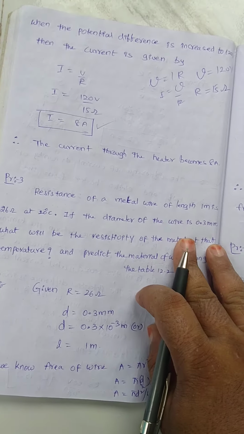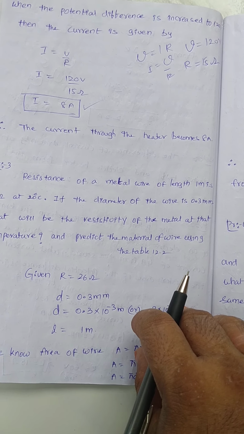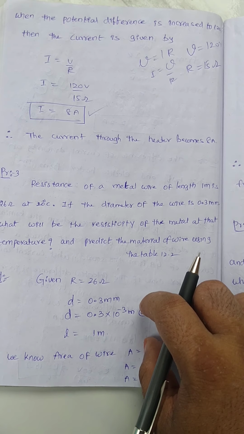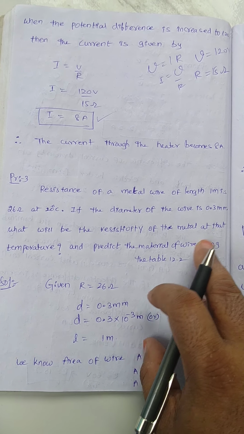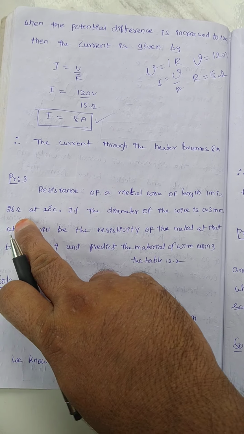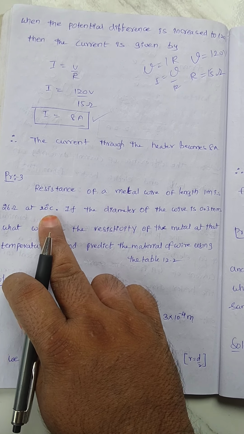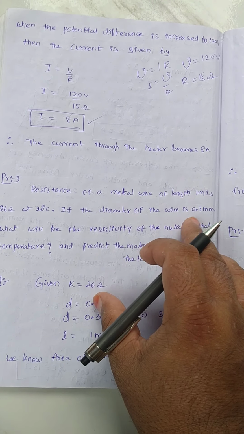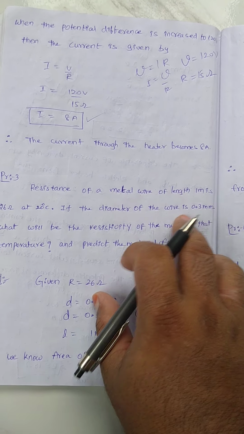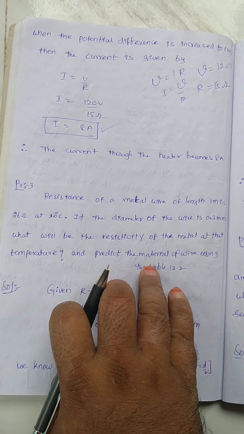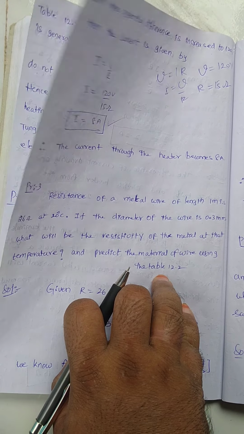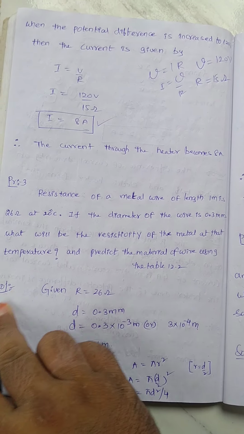Yes. And the next problem, I think, is related to resistivity. The problem is: the resistance of a metal wire of length 1 meter is 26 ohm at 20 degrees centigrade. The diameter of the wire is 0.3 millimeter. Just remember that. What will be the resistivity of the metal at that temperature, and predict the material of the wire using table 12.2 also, right?